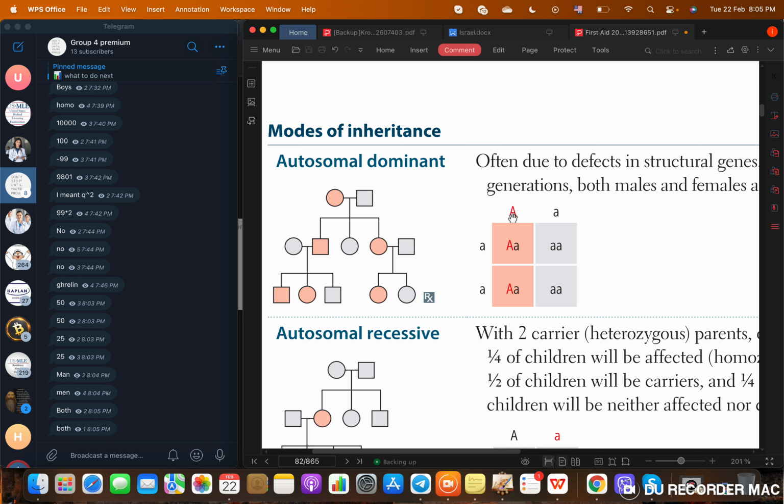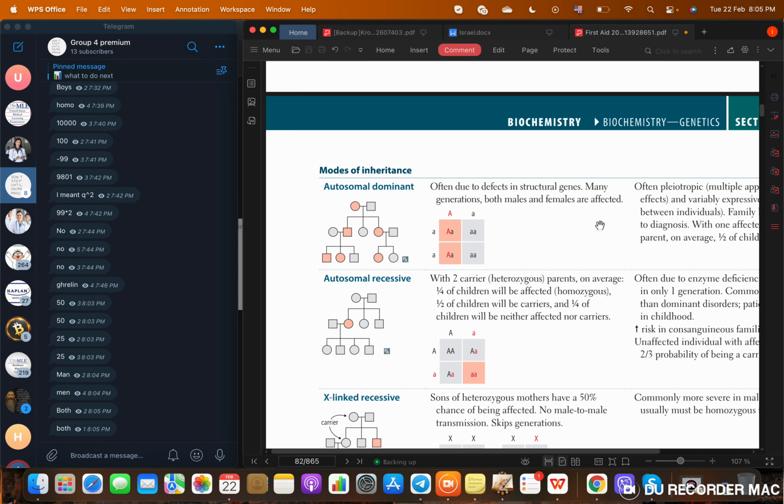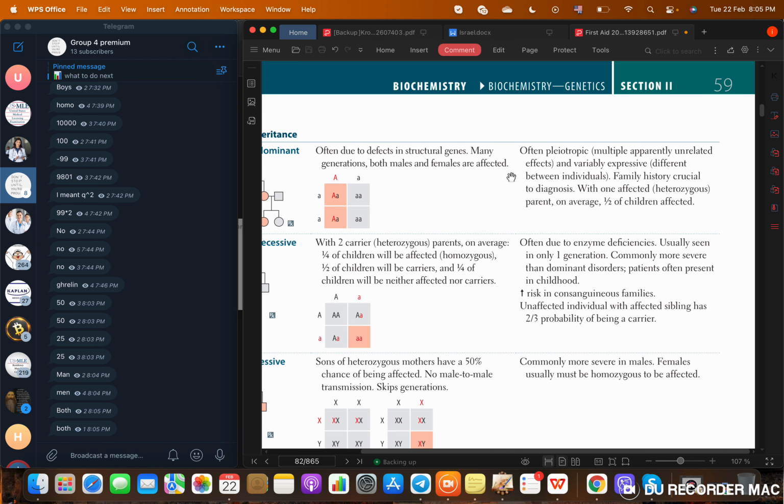If they don't tell you, you can tell yourself, well, okay, the big allele is the sick one and the small allele is always the healthy one, or vice versa. So both males and females can be affected. Often pleiotropic, which means it has multiple apparently unrelated effects, and can have variable expressivity, which is different severity between different individuals. And family history is crucial for the diagnosis. Why? Because absolutely the parents will be affected.